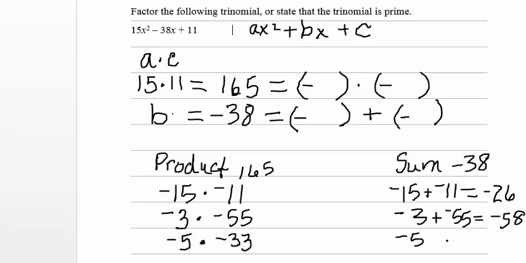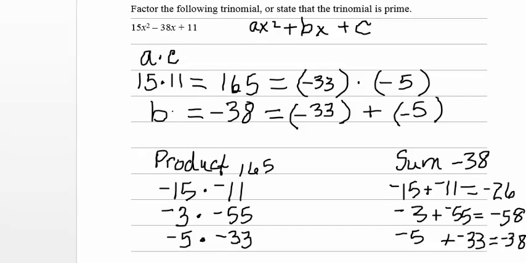And notice these are my two numbers. They multiply to give 165 and they add to give negative 38. So my two numbers are negative 33 and negative 5. It doesn't matter what order we use those in.